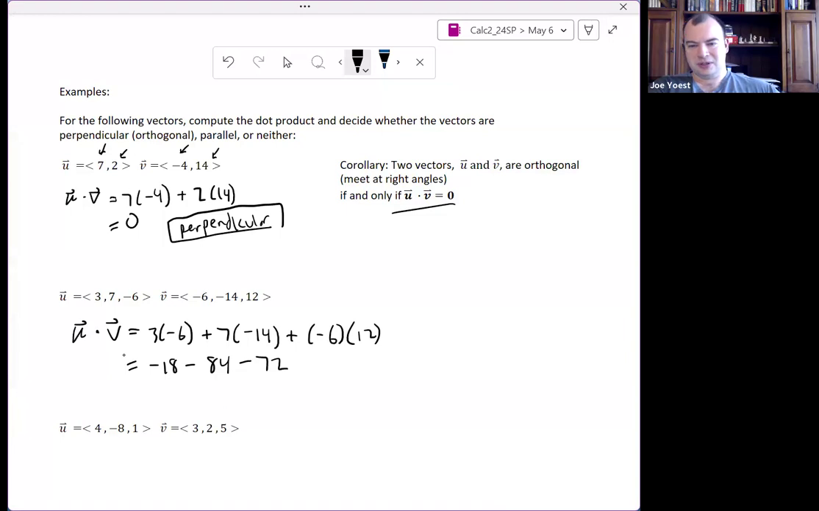And what does this give me? 72 and 18 is 90. So is that negative 174? I think if I did my arithmetic right. But the important thing is that this is not 0.